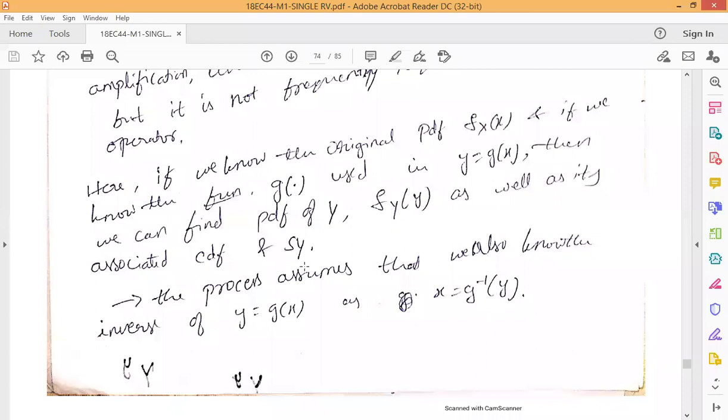So the main agenda in studying the function of a single random variable is, suppose you are given the original PDF fx of x for a random variable x, and we also know what the function g of dot will be performing. In such cases, we will be able to find the PDF of some other random variable y, denoted as fy of y. Also, once we know the PDF, we can easily calculate the CDF and the associated outcomes taken on the real set Sy.